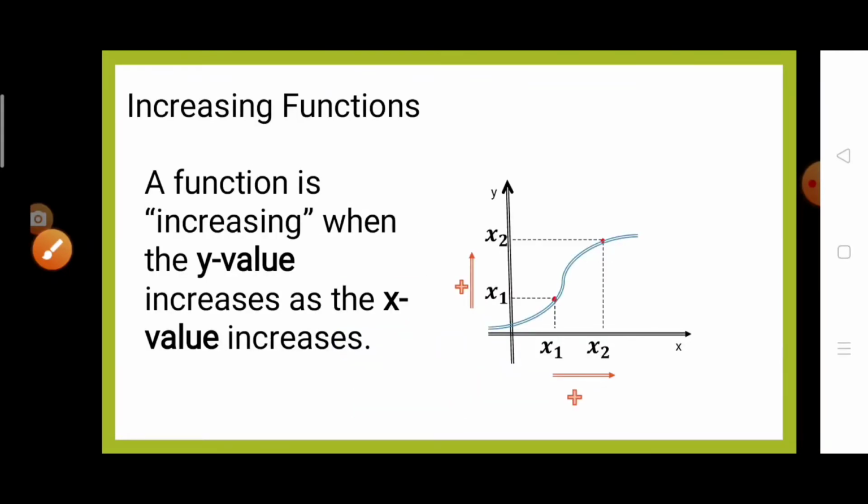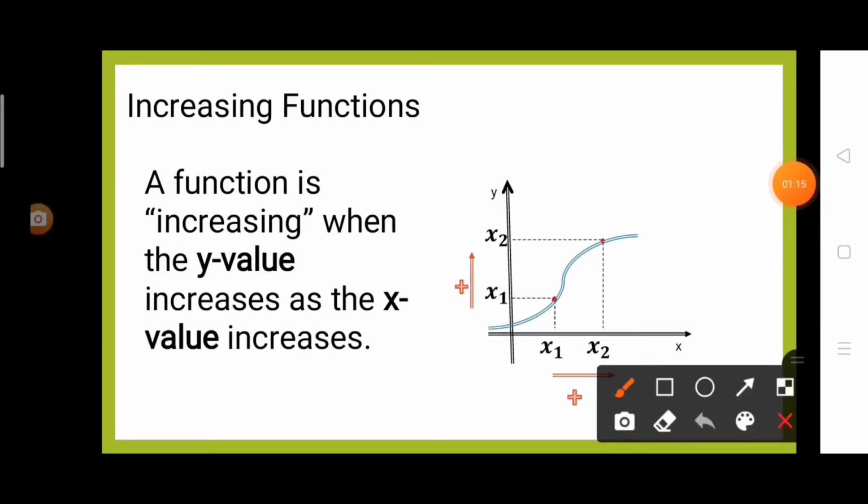Increasing function: a function is increasing when the y value increases as the x value increases. So both x and y increase. Here, from x sub 1 to x sub 2, it means positive, it is increasing. We know that if a graph is increasing, the values of y and x both increase.